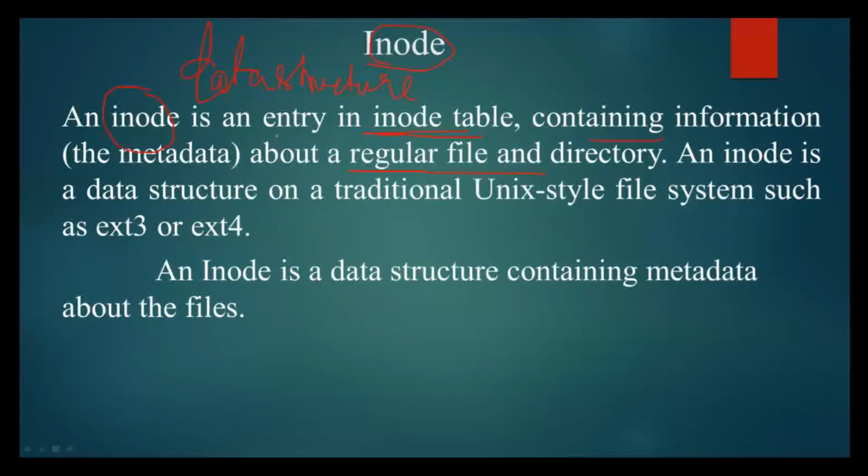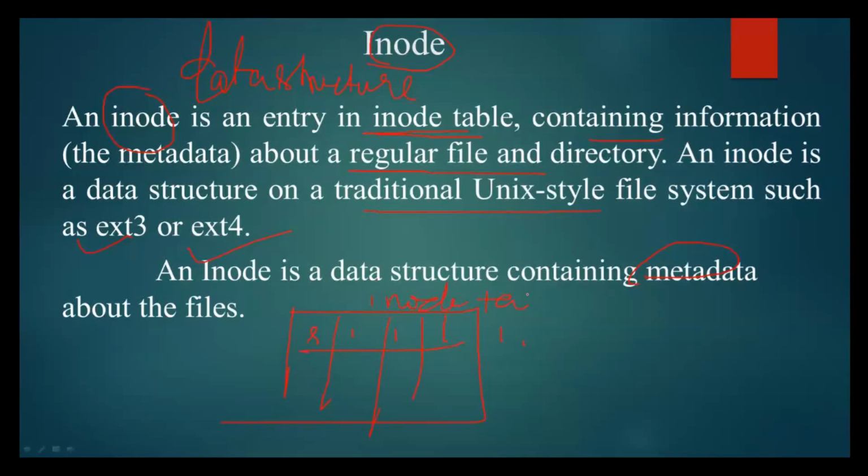See, an inode is an entry in an inode table containing information, that is, metadata about your regular file and directory. And an inode is a data structure on the traditional Unix file system, which is extension 3 or extension 4. An inode is a data structure containing metadata about files. Just like you have information such as serial number, name, place, date of birth, gender, phone number in a table, the same case here: this particular table is your inode table.